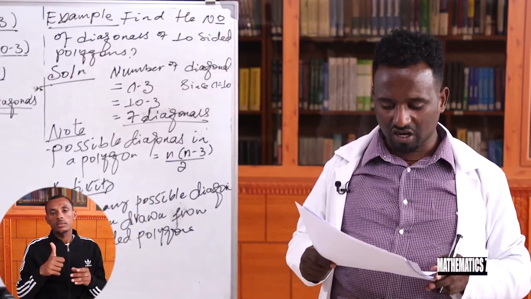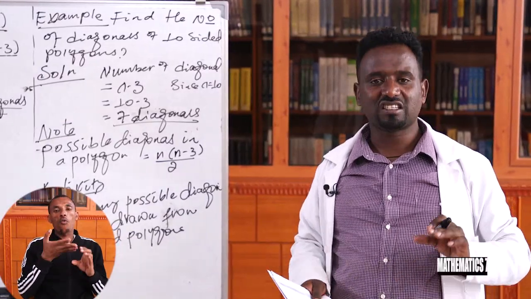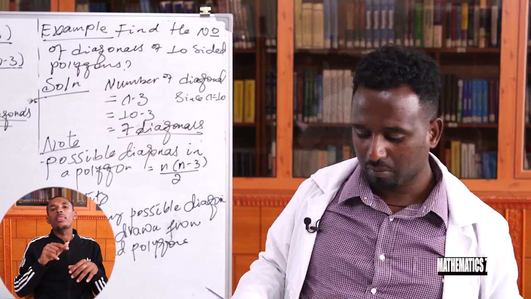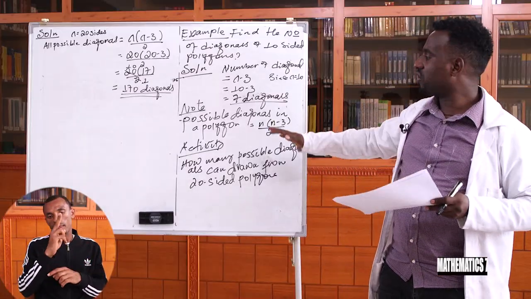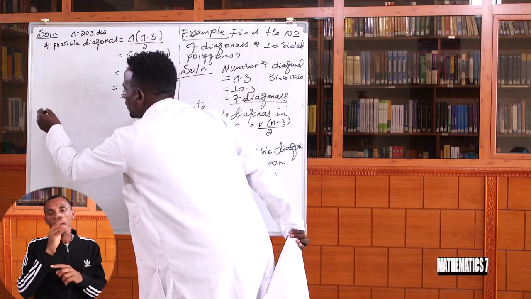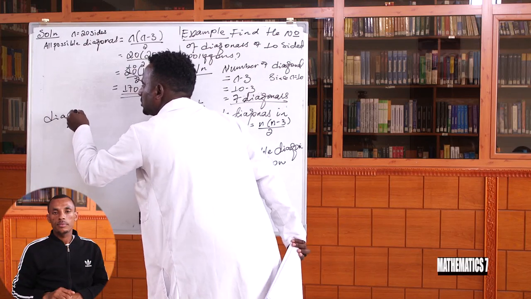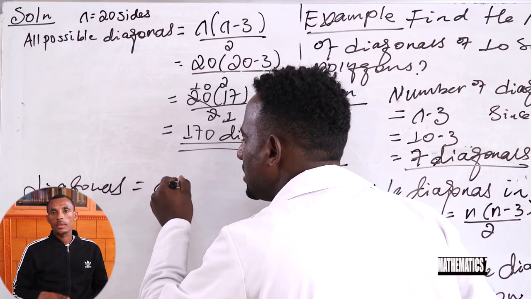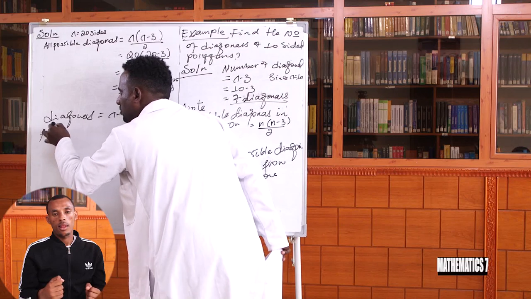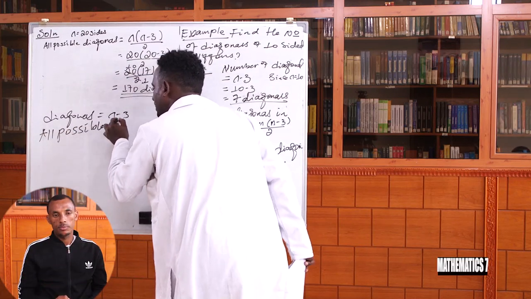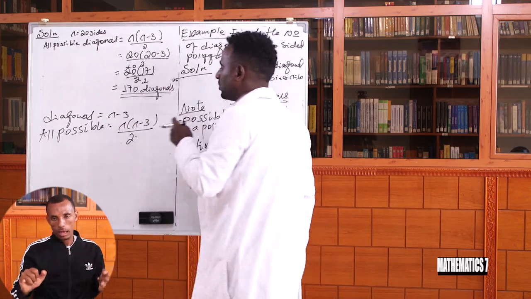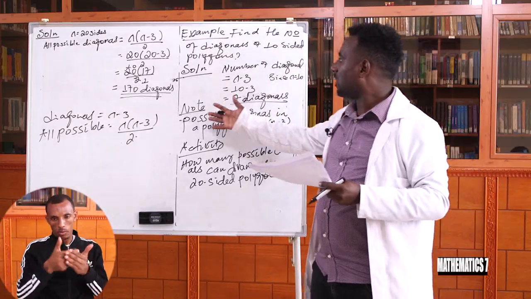Next, what is a diagonal of a convex polygon? The diagonal of a convex polygon is a line segment whose endpoints are non-consecutive vertices of the polygon. The number of diagonals from one vertex is n minus 3. The formula to calculate all possible diagonals is n times (n minus 3) divided by 2. This is all about today's lesson.